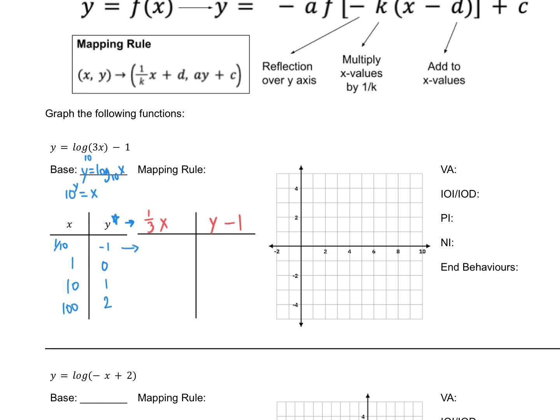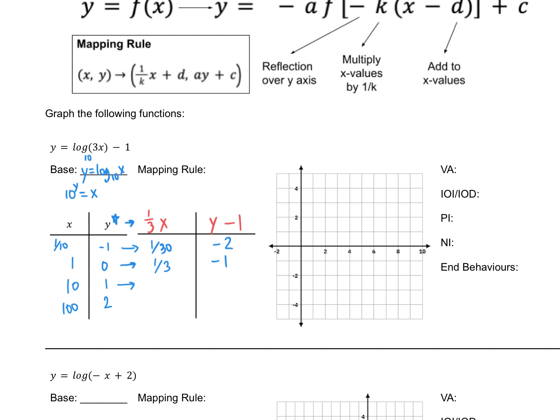The x value is 1 over 10, so I'm going to do a third times 1 over 10. That's 1 over 30. If you want to write that as a decimal, feel free to do so. For the y value, I have to take the y, which is -1, and subtract 1 from it. That's -2. Next coordinate. When x is 1, I'm going to do a third times 1. That's a third. When y is 0, 0 minus 1 is -1.